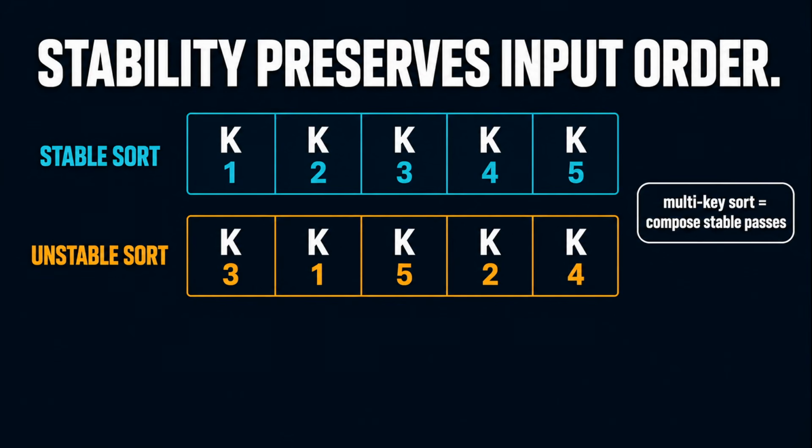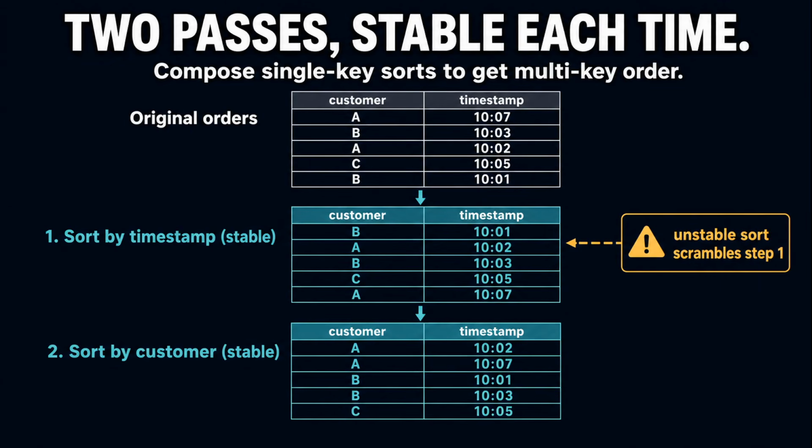Define it. A stable sort preserves the original order of records that compare equal. An unstable sort is allowed to shuffle them. Why does that matter? Because real records have multiple keys. Imagine a list of orders, and you want them sorted by customer, then by timestamp. With a stable sort, you can do that in 2 passes. Sort by timestamp first, then sort by customer.